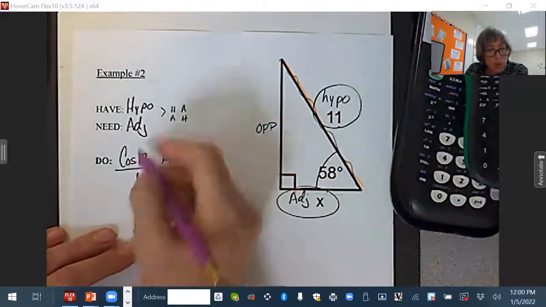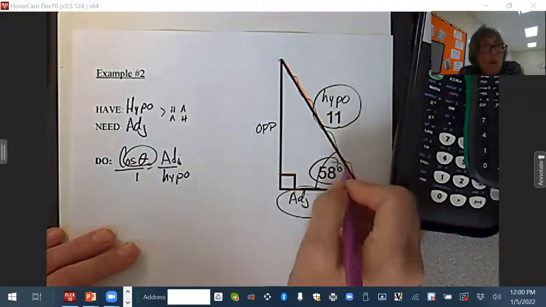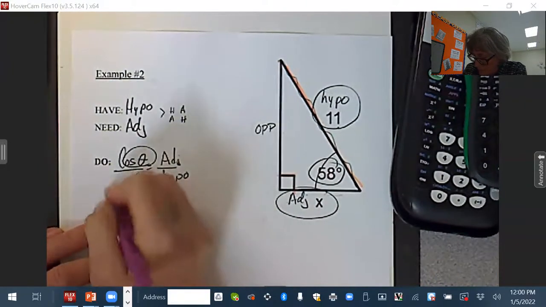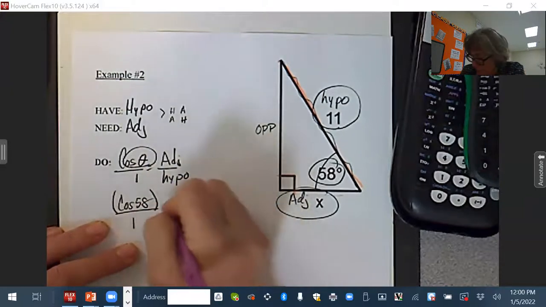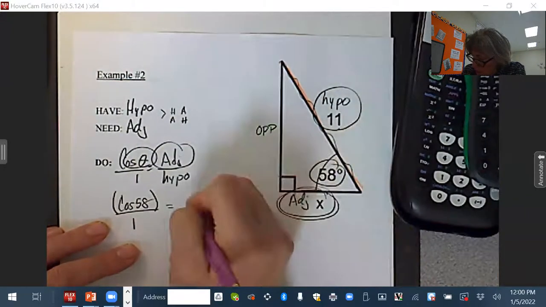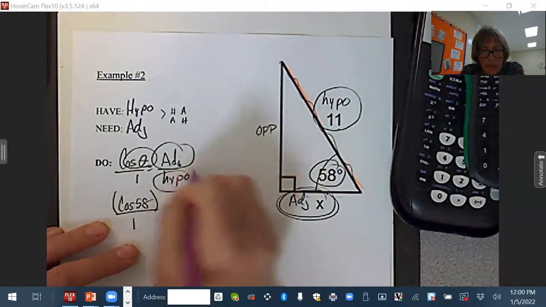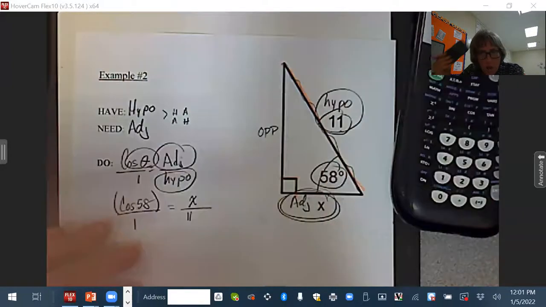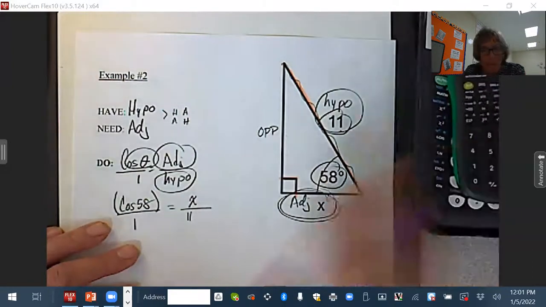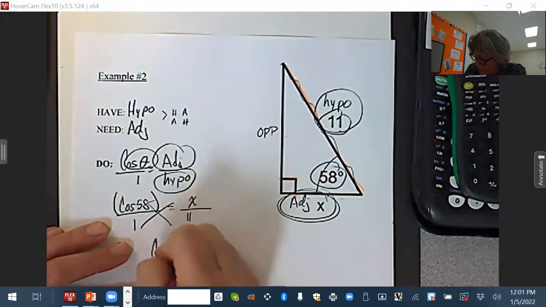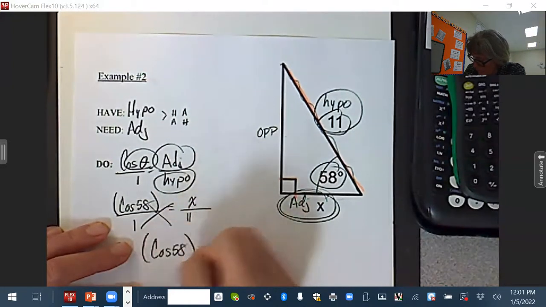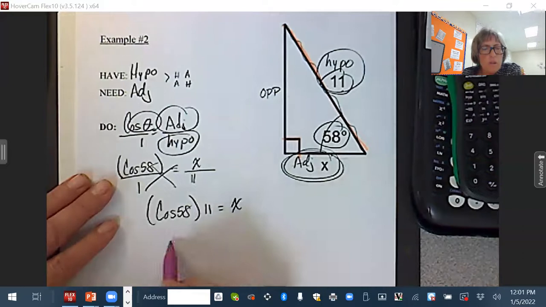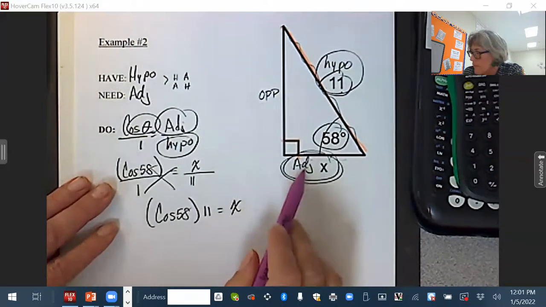Now, you circle, plug, chug. Your theta is 58. Put parentheses around that. Your adjacent is x. And your hypo, circle, plug, chug, is 11. Don't touch that calculator until your x is by itself. So x is by itself. The cosine of 58 times 11 is going to give us that value of x.